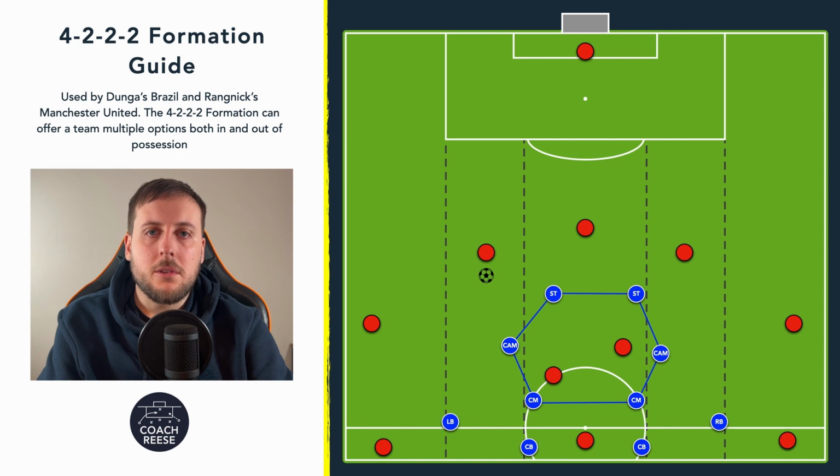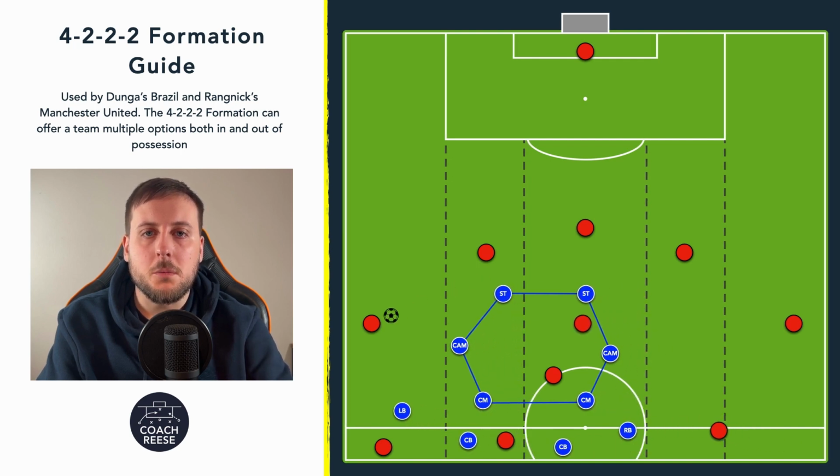And this will naturally force the opposition wide, which is away from the central areas and away from our goal. So all we'll see at this point is as the ball moves wide, we'll just see this hexagon move left or right. And again, just try and restrict those passes into central areas where the opposition will have their more creative players.